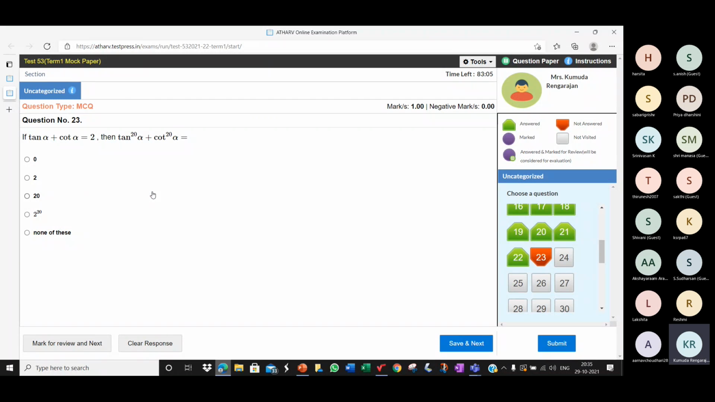So what is tan 45? 1, ma'am. What is cot 45? 1, ma'am. So what is 1 plus 1? 2. So when is tan alpha plus cot alpha 2? When alpha is 45 degrees.